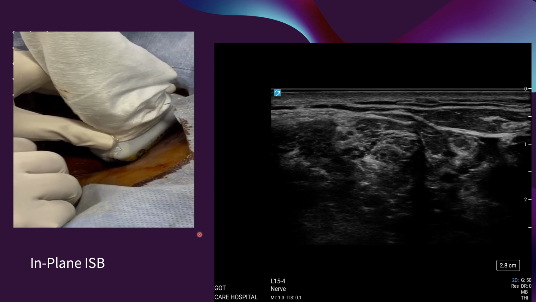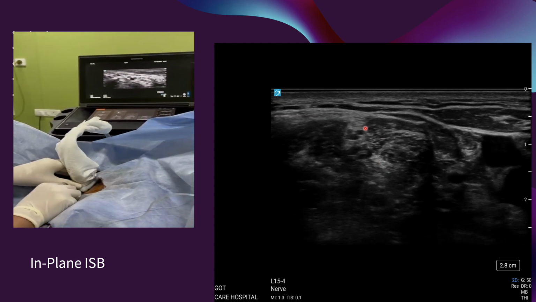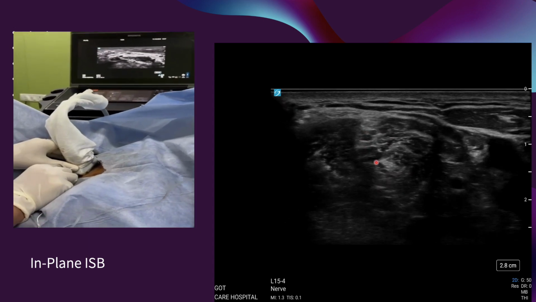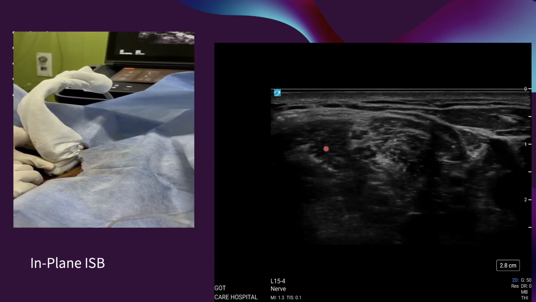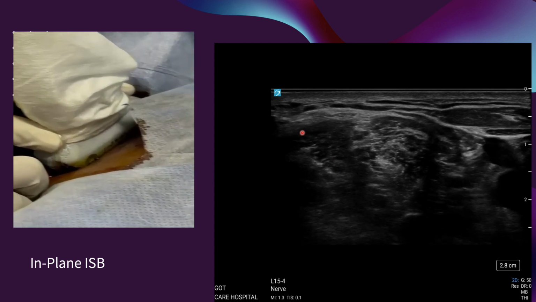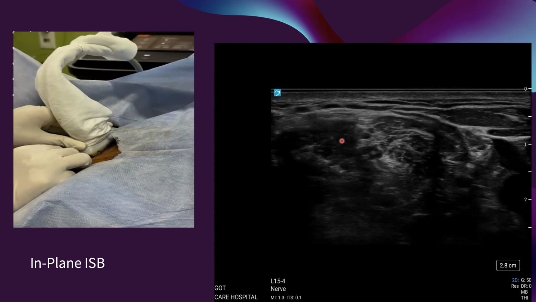If you can see in this ultrasound, this is the C5, this is the C6 nerve root, this is the anterior tubercle, the anterior scalene muscle, the middle scalene muscle, and the needle is being introduced from the lateral to the medial direction.